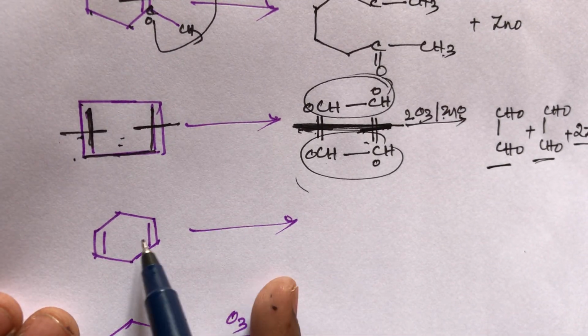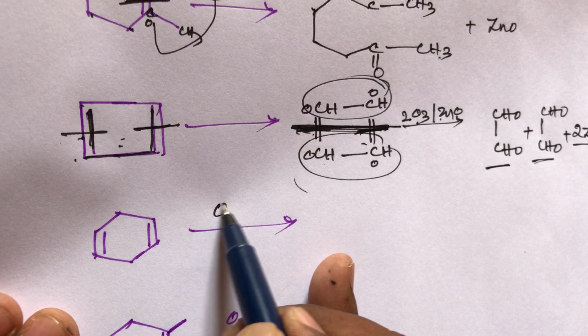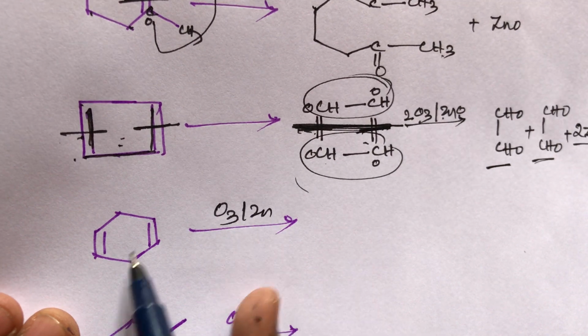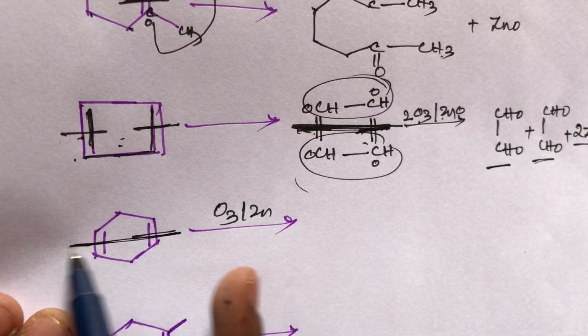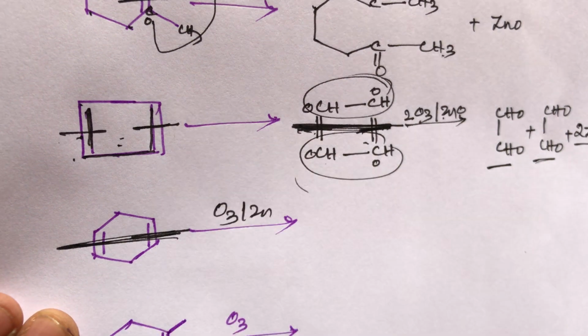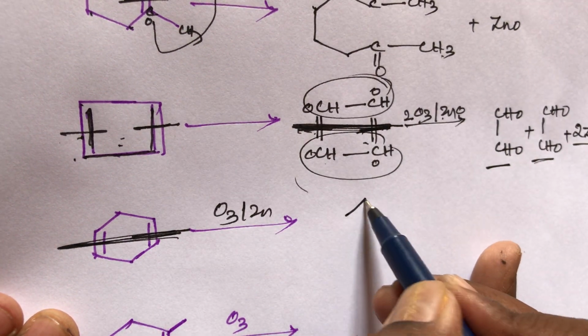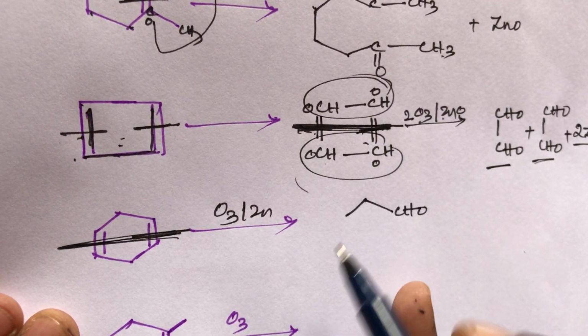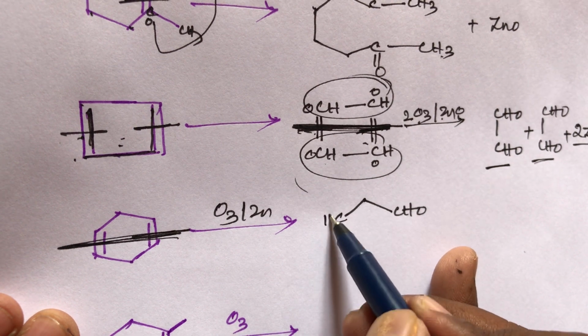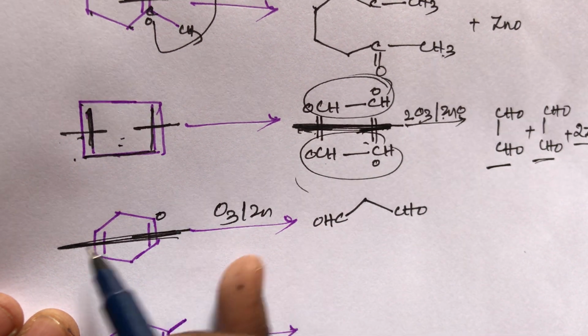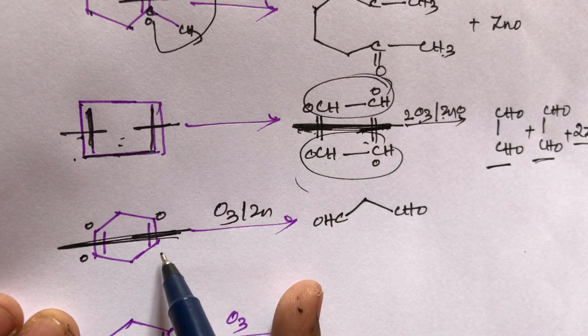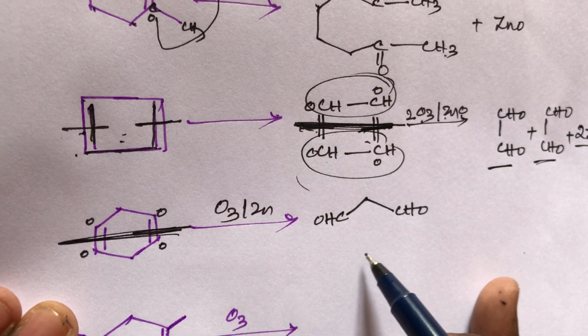Here also same thing. Here 2 double bonds are there. O3 by Zn. Cut this here, complete cutting like this. Please cut this one, above the plane, below the plane. So here what is the final product? CHO, and left hand side also the same CHO. Put one oxygen, put one oxygen. Here also put one oxygen, here also put one oxygen, and same thing like this.